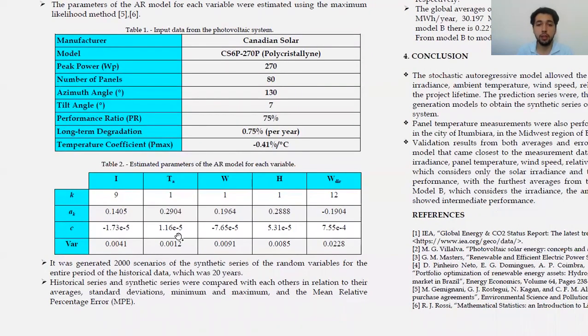We generated 2,000 scenarios of the synthetic series of the random variables for the entire period of the historical data, which was 20 years. Then, historical series and synthetic series were compared with each other in relation to their average, standard deviations, minimum, maximum, and the mean relative percentage error.